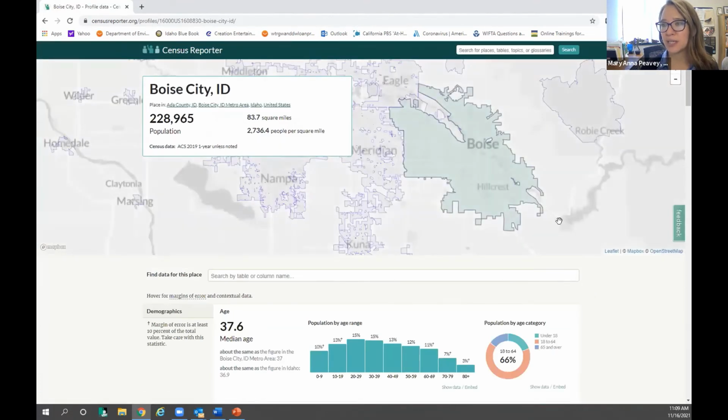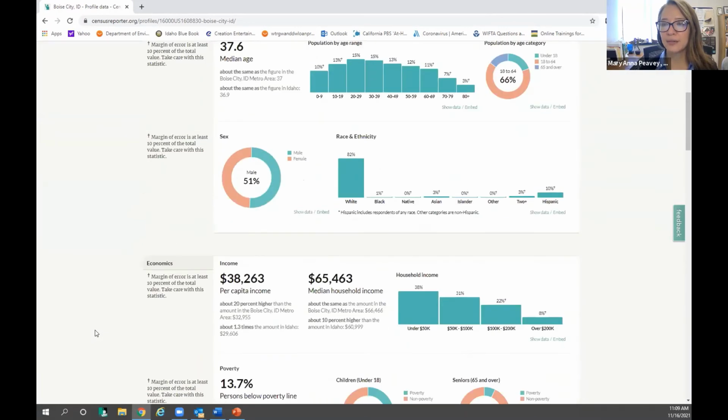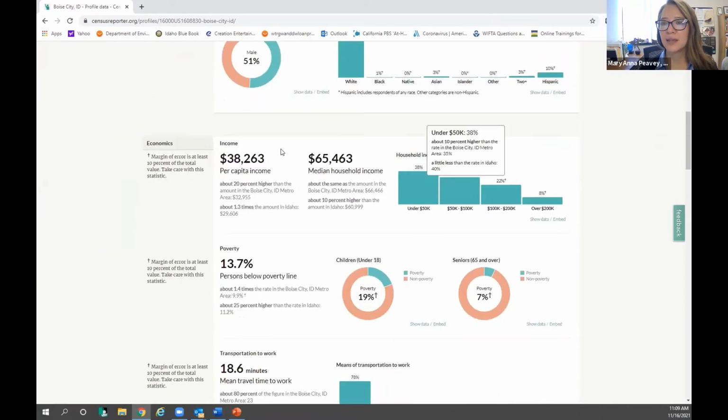And it's going to pull up this screen. Again, it shows you a really great map, and then it shows demographics for that map. For the letter of interest, you will provide us either this link of what you're using to get your data. But if you scroll down here, under economics, this is where it's going to show you your median household income.